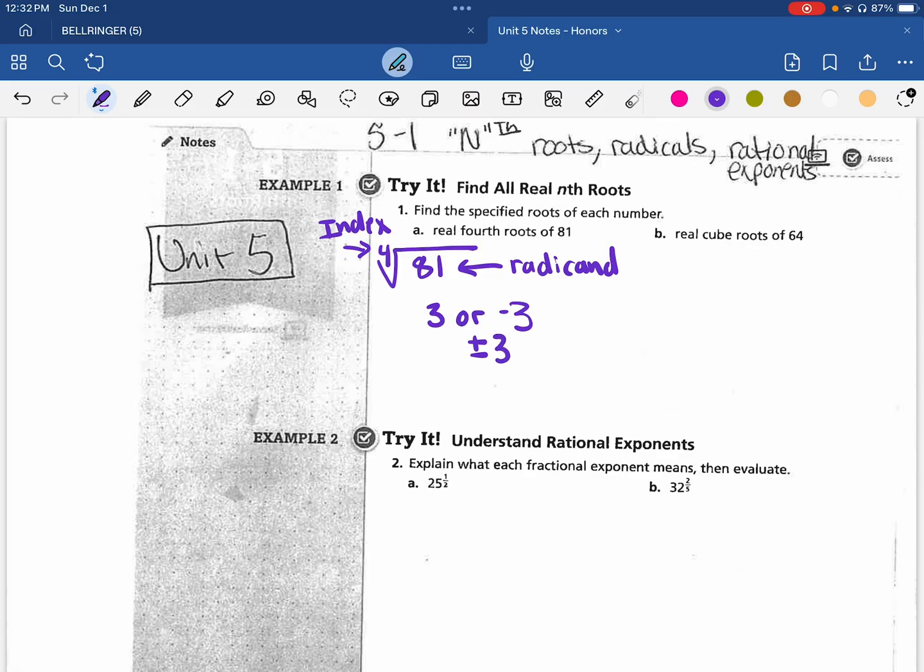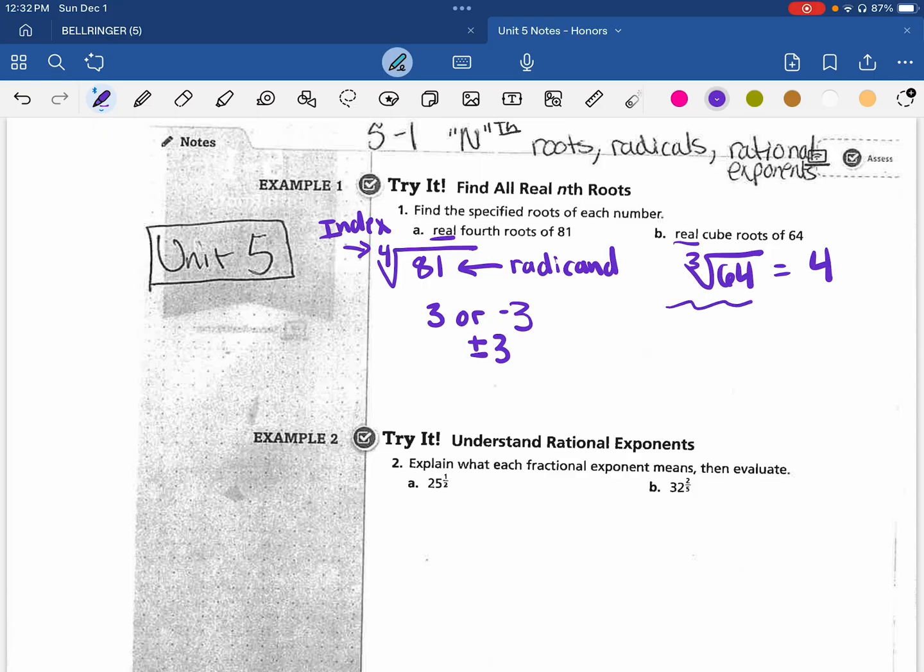Cube root of 64, and these are real. We're not doing imaginary. This only has one answer. 4, positive 4, because 4 times 4 times 4 is 64. But -4 times -4 times -4 is -64. So that just has one answer.